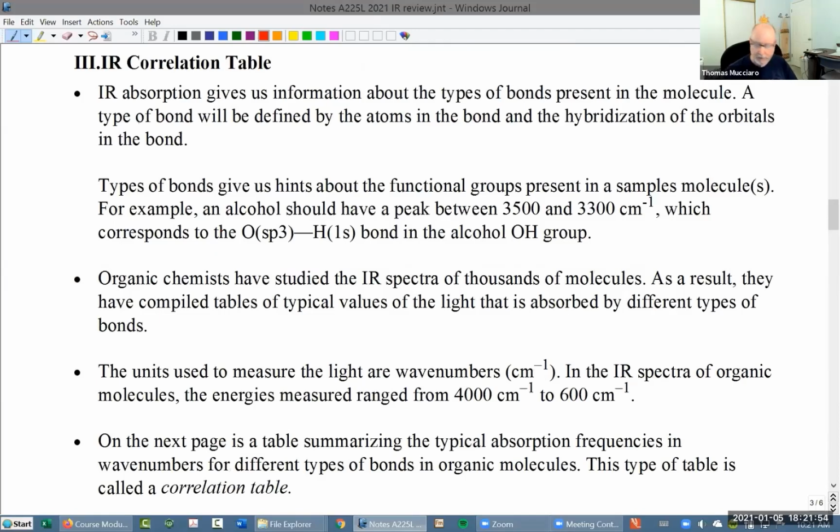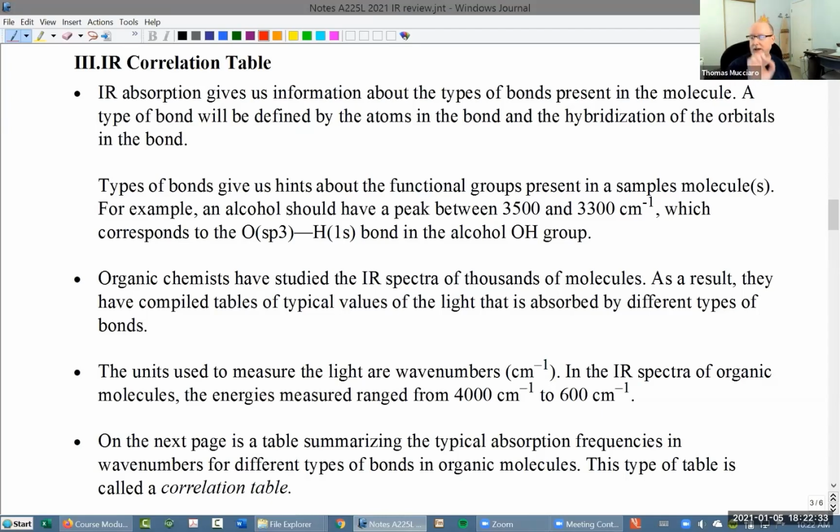IR correlation table. So the good news is that people have been looking at the IR spectra of organic molecules for about 80 years now. This instrument was invented in the 1930s, 1940s, okay? And so what scientists do is they put a molecule in, they look, and they say, oh, look, it absorbs here, it absorbs here, it absorbs here. They write that down. Then they put another molecule in, okay? And eventually they see the patterns, and then they publish a table. And when we want to use IR, we just look at the table. So that table is called a correlation table.